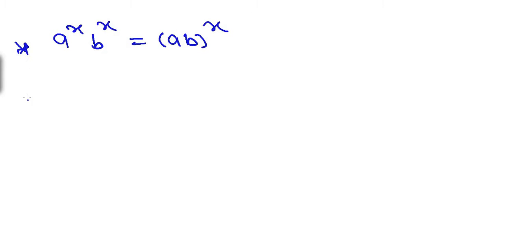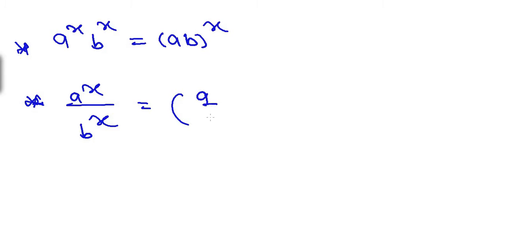Next is, if the power is same, like a raised to x into b raised to x, then of course we can combine the base as ab raised to x. Same is true for division also. A raised to x upon b raised to x is equal to a upon b raised to the power x. So these are some rules of indices.